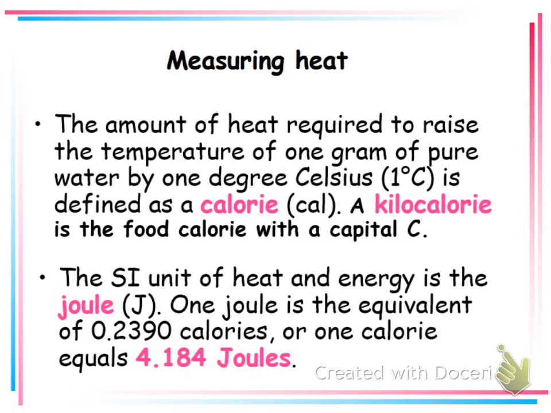The SI unit for heat and energy is called the joule, and it is designated with the capital J. One joule is the equivalent of basically 0.24 calories, or 1 calorie equals 4.184 joules.